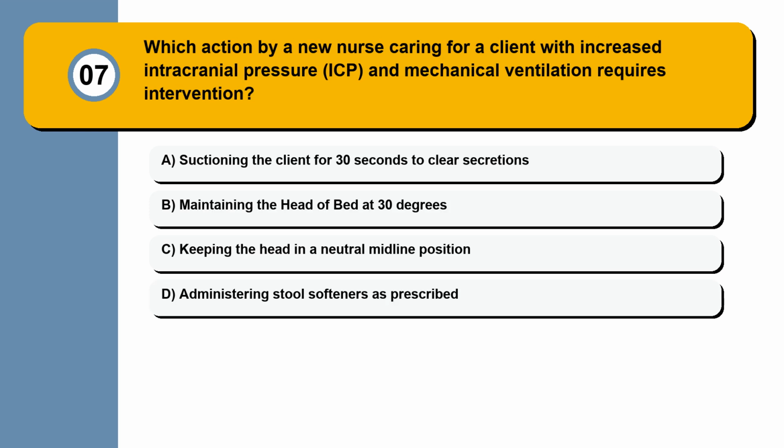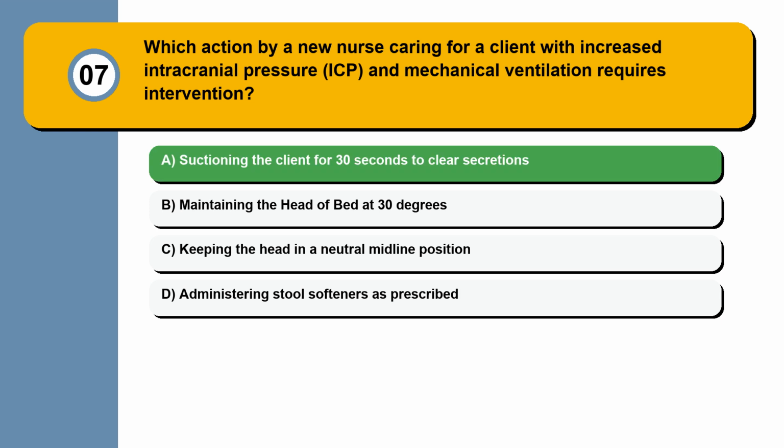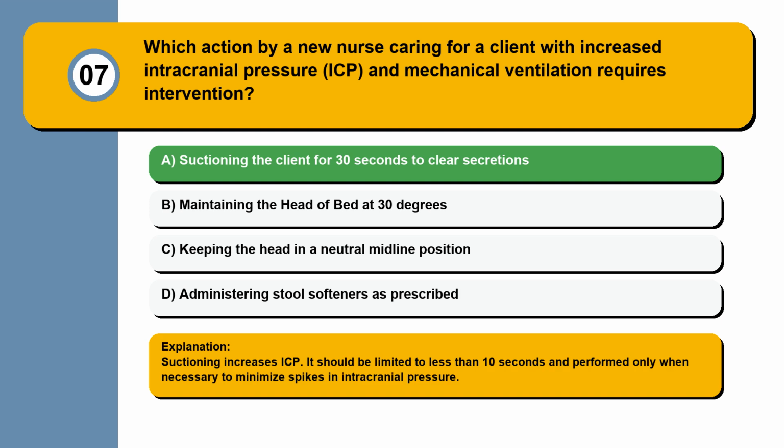Question 7. Which action by a new nurse caring for a client with increased intracranial pressure, ICP, and mechanical ventilation requires intervention? Suctioning the client for 30 seconds to clear secretions. Maintaining the head of bed at 30 degrees. Keeping the head in a neutral midline position. Administering stool softeners as prescribed. Suctioning increases ICP. It should be limited to less than 10 seconds and performed only when necessary to minimize spikes in intracranial pressure.